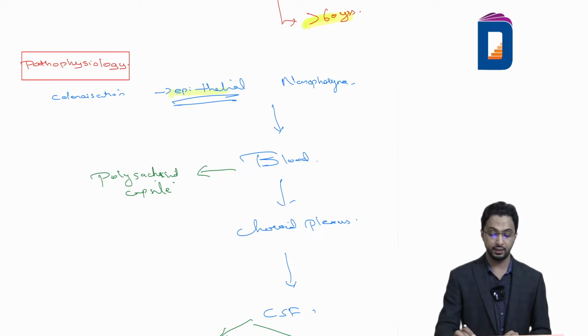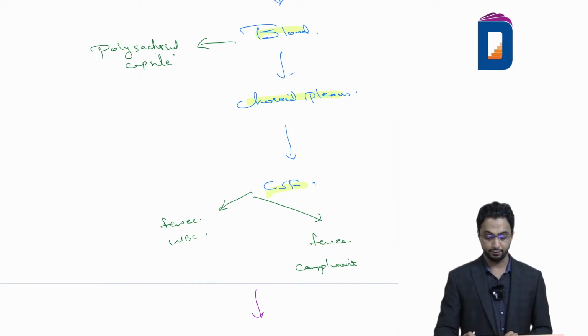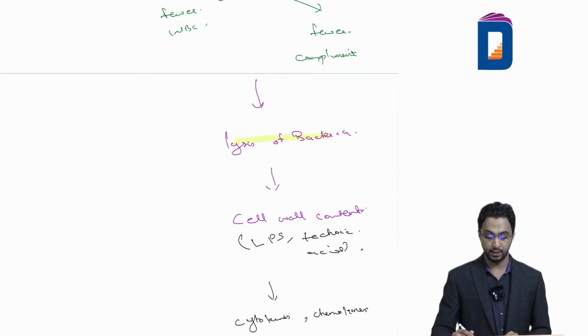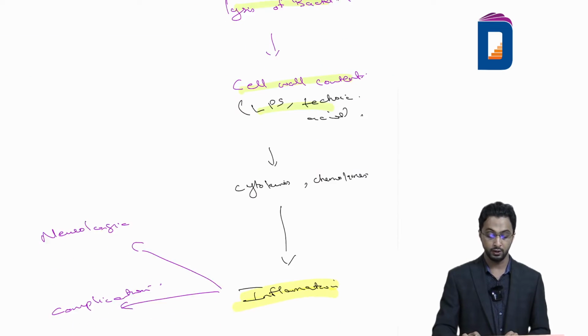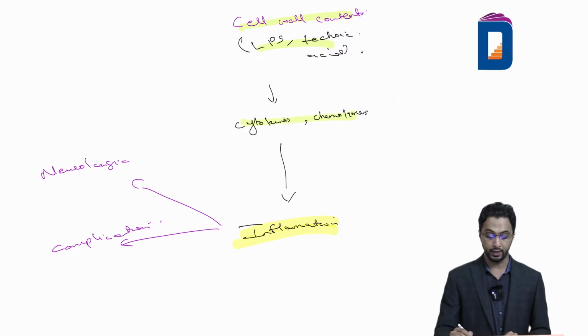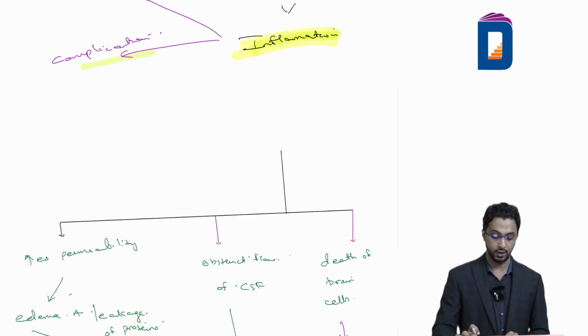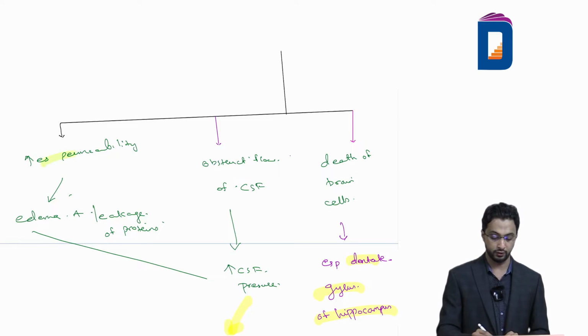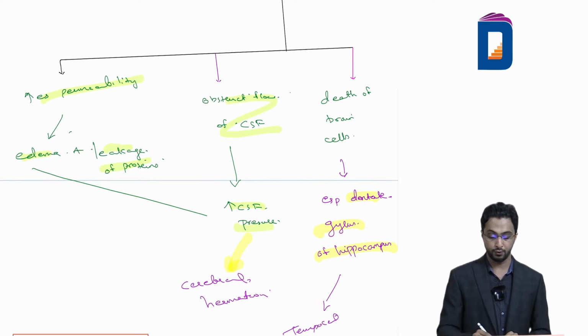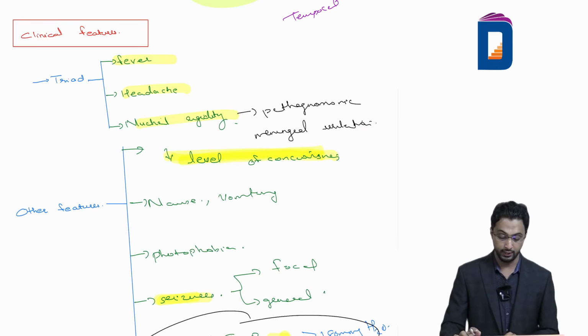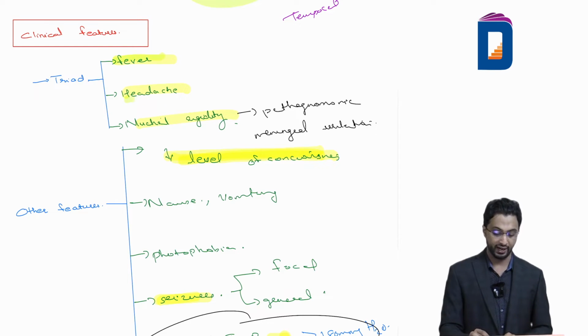Pathophysiology, very simple: epithelial cells of the nasopharynx, blood, choroid plexus, CSF, and there lysis of bacteria causes a large release of the cell wall contents, cytokines, inflammation, and manifestations. The manifestations are increased permeability, edema, leakage, obstructing the flow, and increased CSF pressure. Both together can bring about cerebral herniation, and the inflammation can also cause death of brain cells, especially in the dentate gyrus of the hippocampus. Clinical features, very important: the triad of fever, headache, and nuchal rigidity.